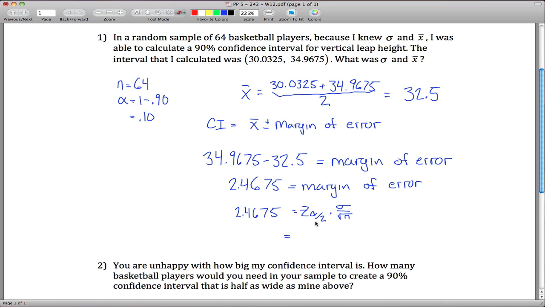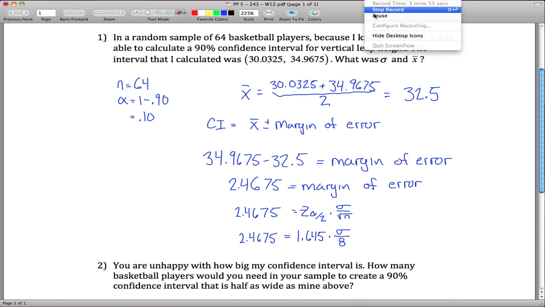Z sub alpha over 2, alpha is 0.10, so this is z of 0.05. That's saying, what is the z-score that has 5% of the area above it? And if you remember from your critical values, that ends up being 1.645. Sigma we don't know, but we will figure that out. n is 64, so the square root of 64 is 8. And that is all equal to 2.4675. All right, and from here we can solve for sigma.